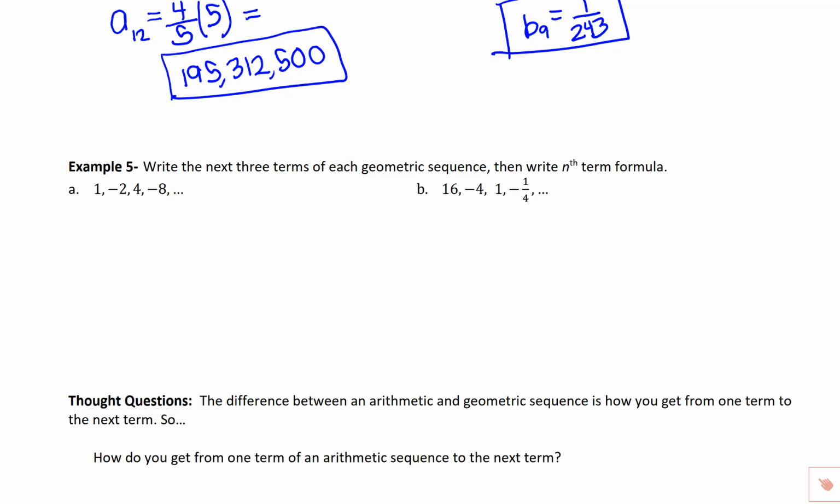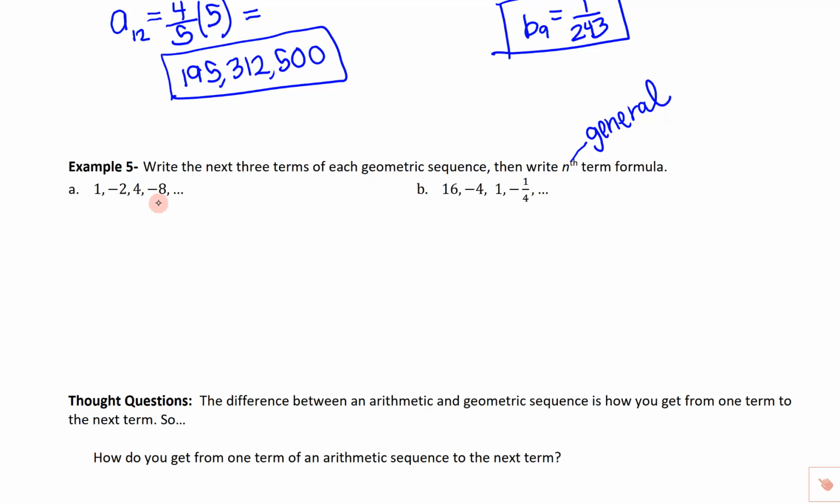Okay, example 5 asks us to write the next 3 terms of each geometric sequence, then write the nth term formula. Some of us forgot before when it says the nth term formula. That's another way to say that we want the general formula. Okay, that's the nth term formula, explicit or general. It has 3 names that they can use.